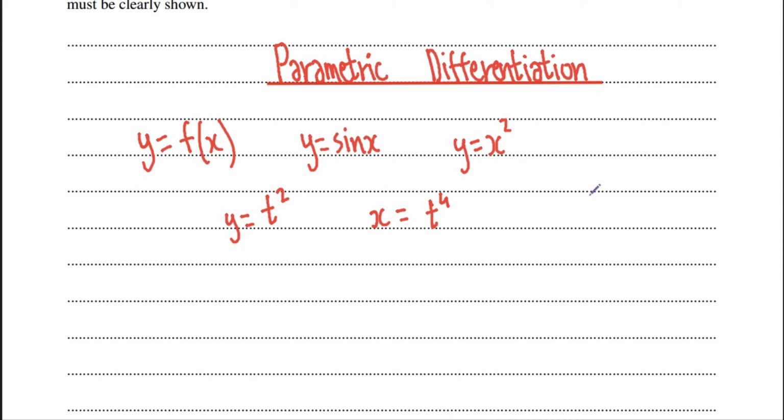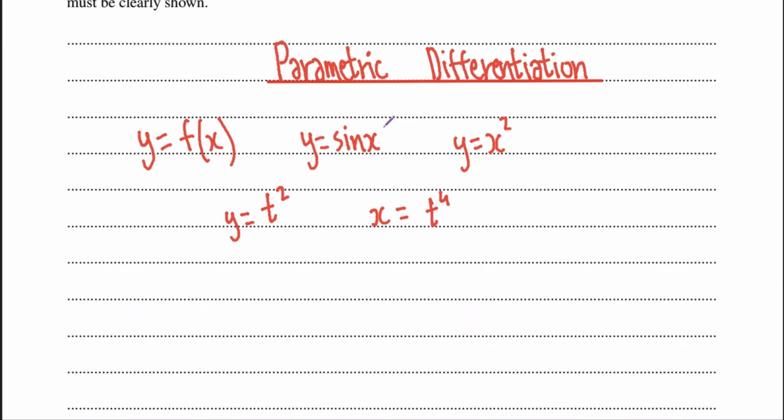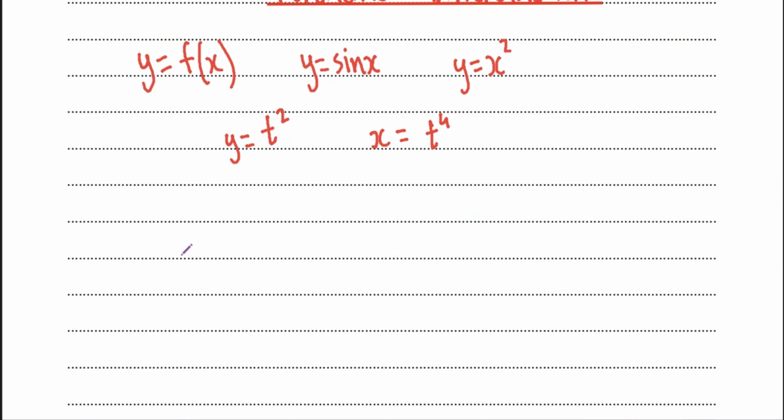If you try to sketch this, you could take different values for t. So you could take t is equal to 0 and then plot the point (0, 0) on the curve. If you take t is equal to 2, then you would have x is equal to 2 to the power 4, which is 16, and y is equal to 2 squared, which is 4. So you would plot the point (16, 4) on the curve, and then you can take all the points for t, and then you can have a curve for x and y. But we're not worried about plotting the curve, we're worried about getting the derivative. So how do you find dy by dx for that curve?